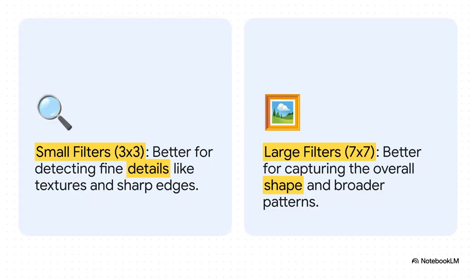And it's not just the number of filters. Their size matters a ton too. Think of it this way. Small 3x3 filters are like having a magnifying glass. They're amazing for spotting tiny details, the texture of fur, a sharp edge. But larger filters, like a 7x7, are more like stepping back to see the big picture. They're better for capturing the overall shape of an object. And you know what? The best networks usually use a mix of both.